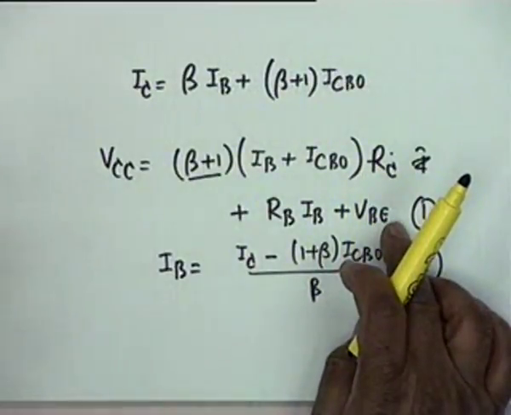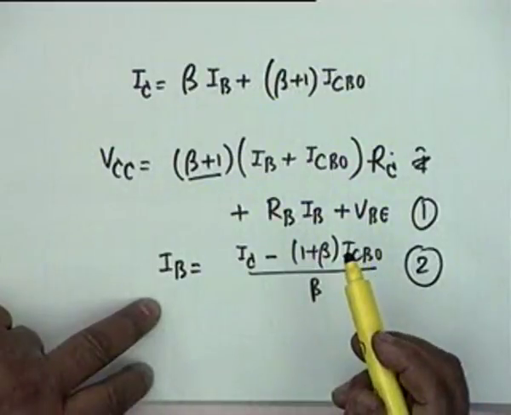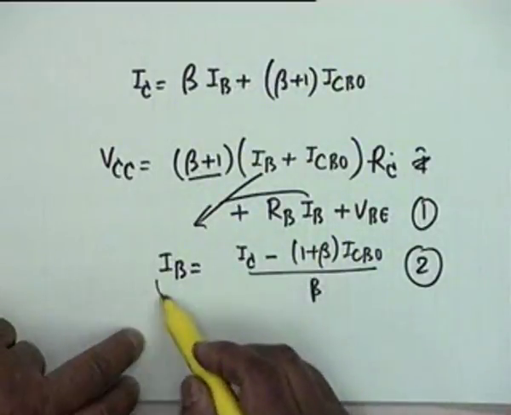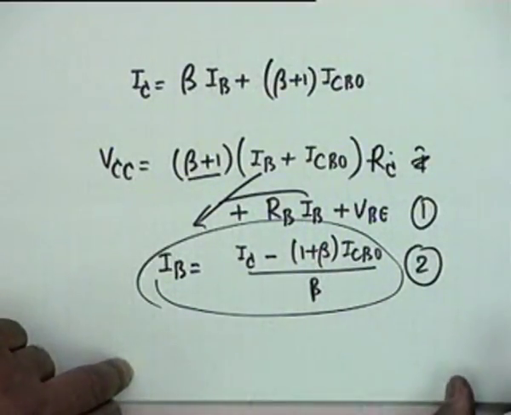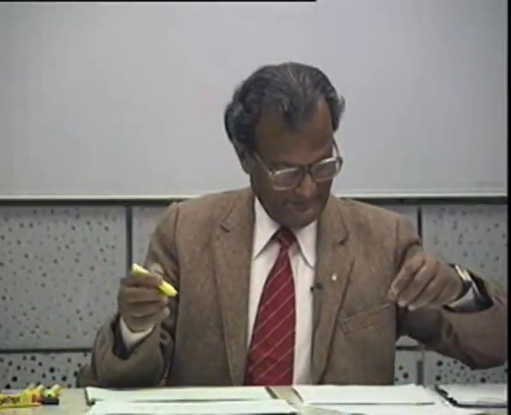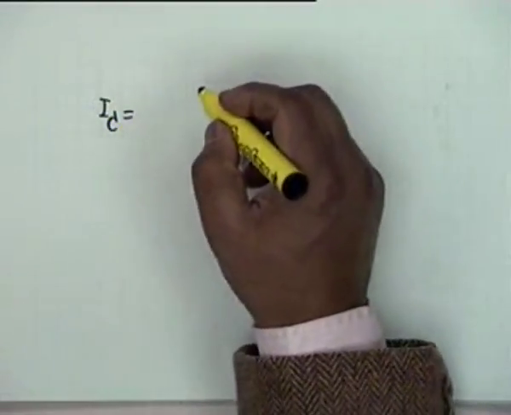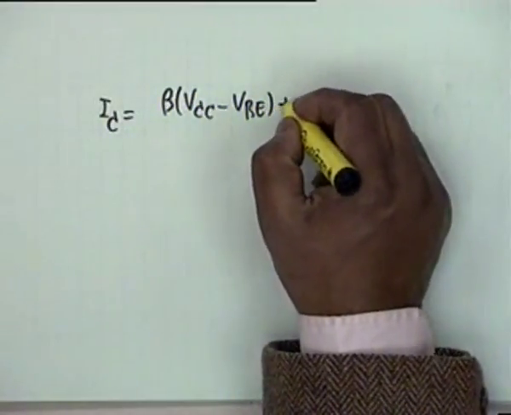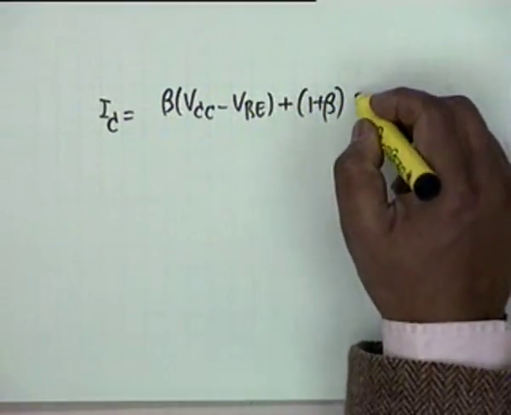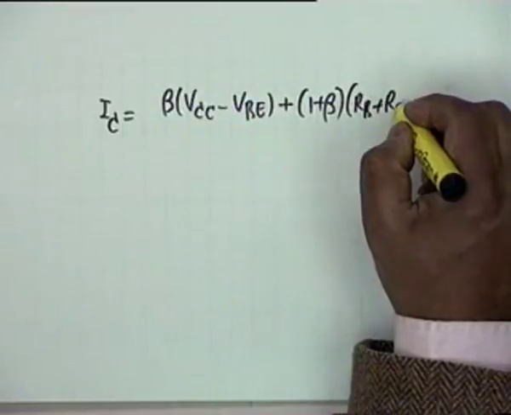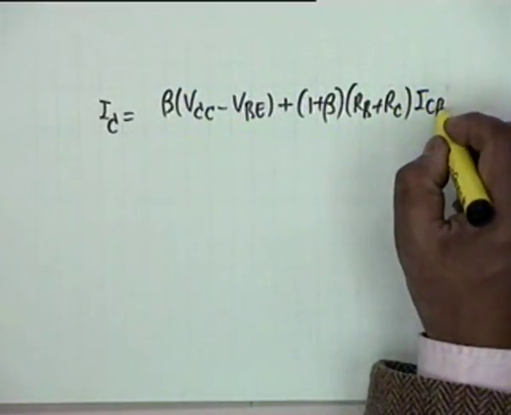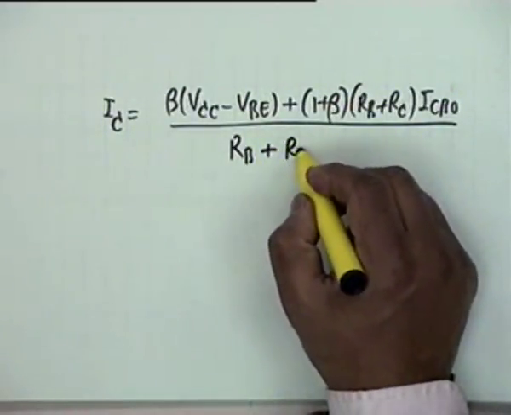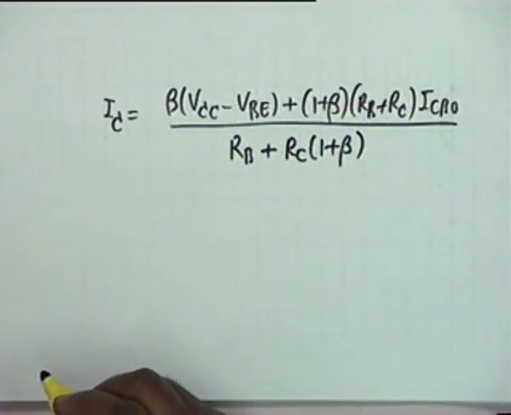But my purpose is not IB. My purpose is to find I sub C. So this IB must be replaced by this expression. Then after a bit of algebra, I hope my algebra is correct, I sub C comes as beta VCC minus VBE plus 1 plus beta RB plus RC times ICBO divided by RB plus RC times 1 plus beta.